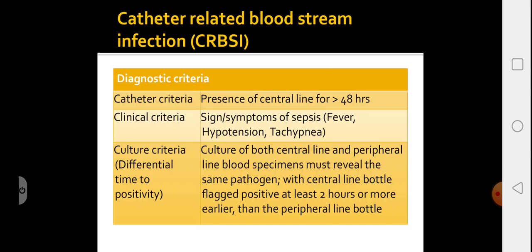Looking into catheter-related bloodstream infection, the diagnostic criteria are as follows. The catheter criterion is presence of a central line for more than 48 hours. Clinical criteria include presence of clinical signs and symptoms like fever, hypotension, tachypnea, etc. And the culture criterion is differential time to positivity. That is, when you draw blood from the central line and the peripheral line, the central line culture should turn positive at least 2 hours earlier than the blood collected from the peripheral line.